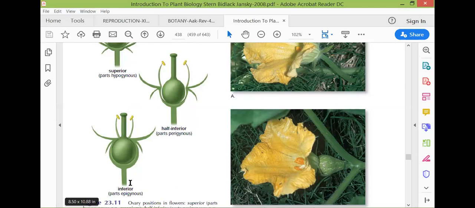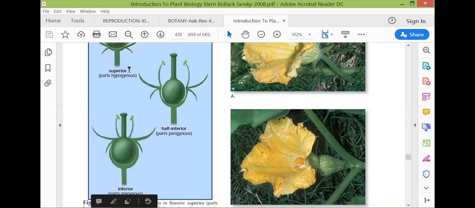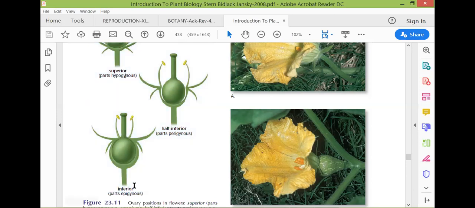when you read a good book, it explains things very, very beautifully. Ovary is superior, but the parts are below the ovary. Hypo means below, gynous means ovary. So in the 4 whorls, the female is above and all the other 3 whorls are below. So a superior ovary will be in which flower? Hypogynous flower. Here the ovary is inferior, so the parts are superior. So that is called an epigynous flower.